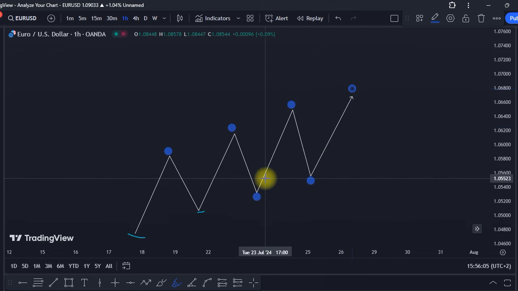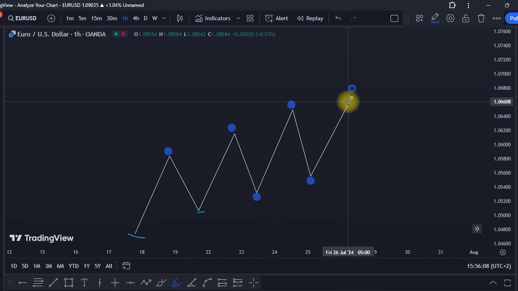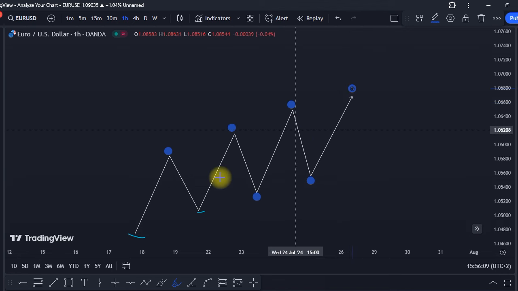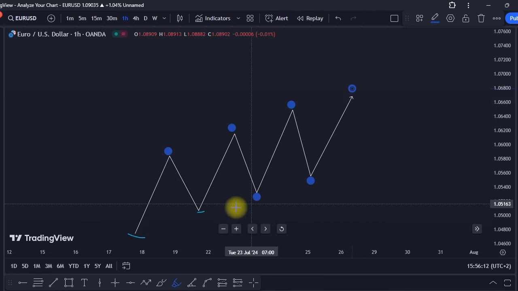So in an upward trend we are told that the subsequent high should always be higher than the previous one. Also the subsequent low should be higher than the previous low. So this is a sign that we are in an upward trend.